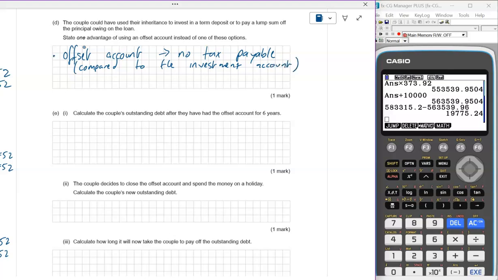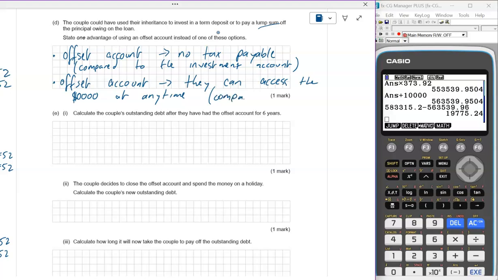And the other advantage, if you looked at the lump sum, and even the term deposit, because with the term deposit your money usually needs to sit in there for a set term, is that with the offset account, compared to the other two, they can access that $10,000 at any time. And that's compared to both options.